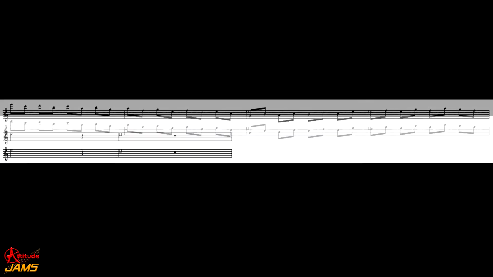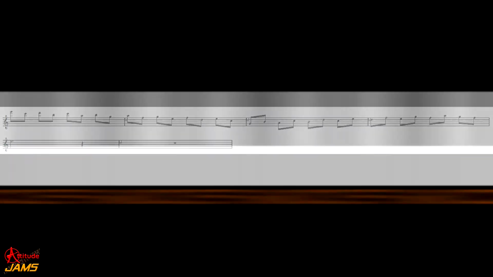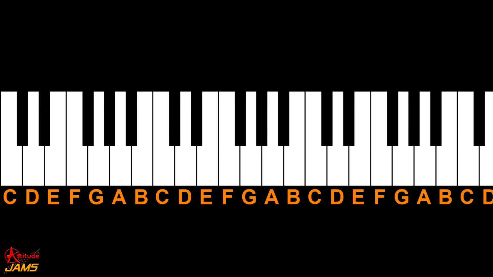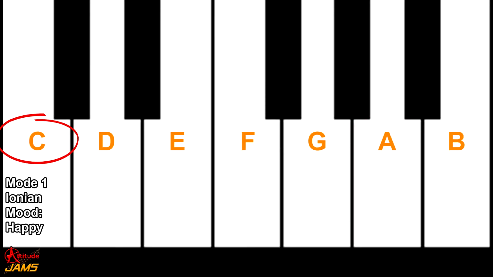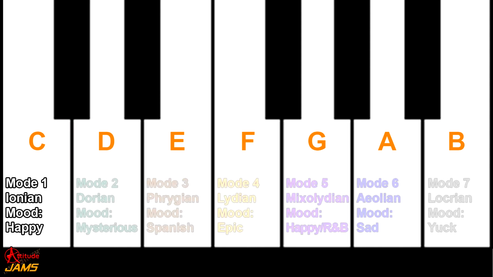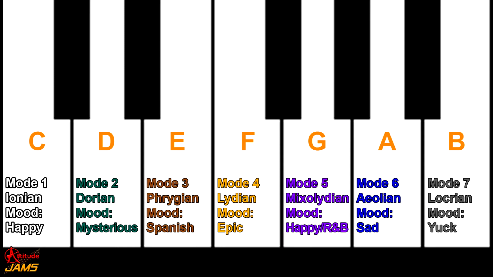As you might have noticed, the two melodies are identical. What changed was the low note under the melody. The low A in the first example made the melody sound sad, and the low C made it sound happy. In more technical language, emphasis on the A created the A Aeolian mode, and emphasis on the C created the C Ionian mode.